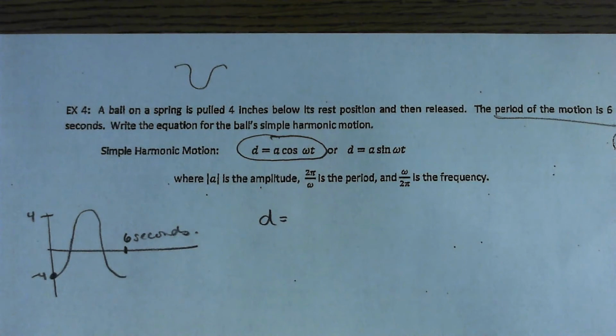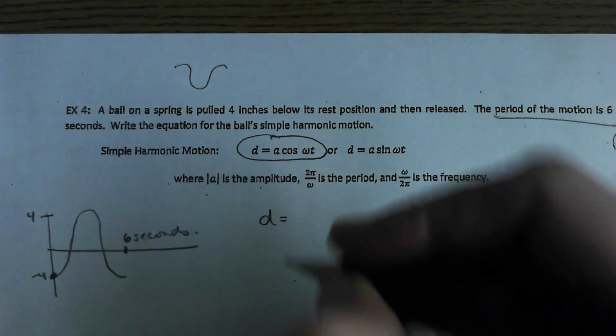If I had said what's the amplitude, 4 would be the amplitude. But what's the A value? The A value is -4.